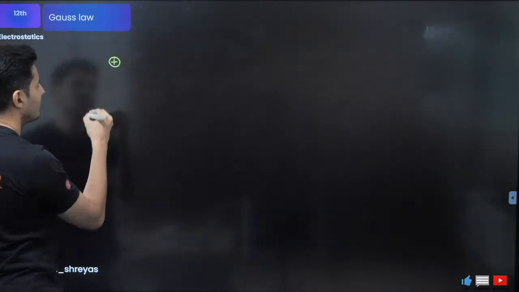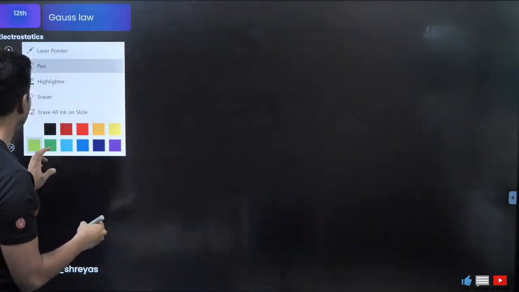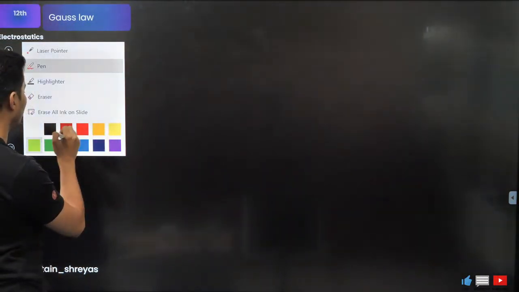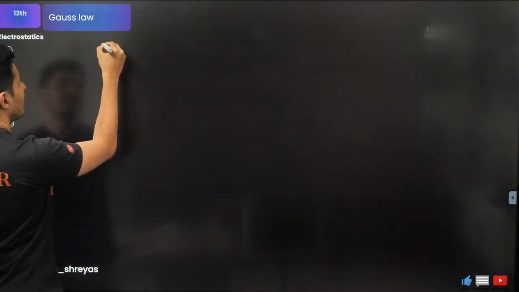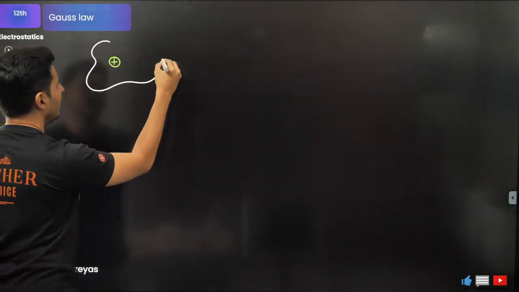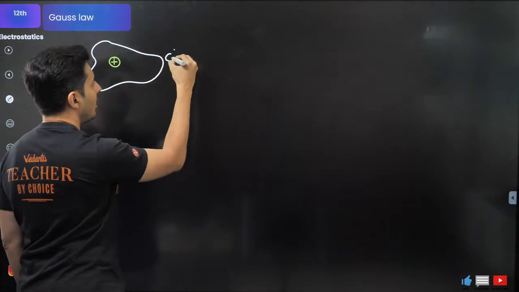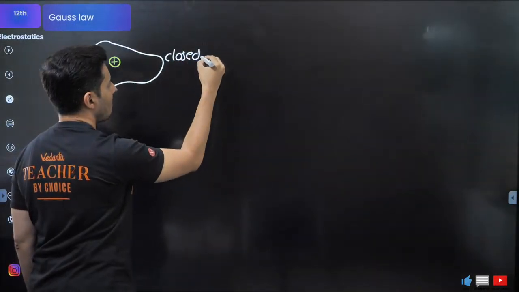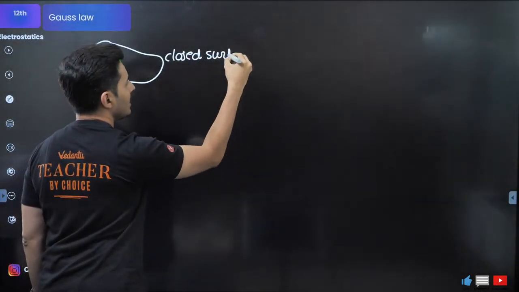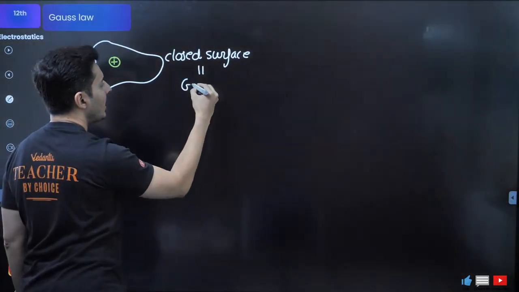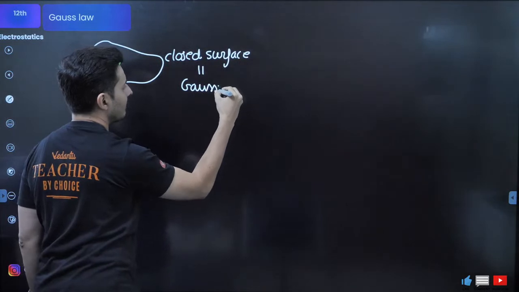Imagine I take up a positive charge, all right? And let's say I basically consider a Gaussian surface around it. So I consider, let's say, a surface around it. This is basically a closed surface. Now, any closed surface is basically called a Gaussian surface.